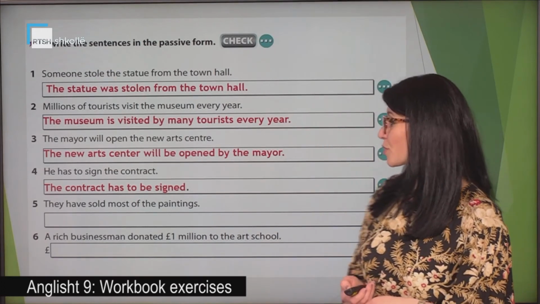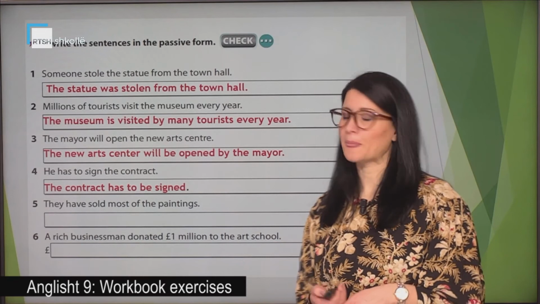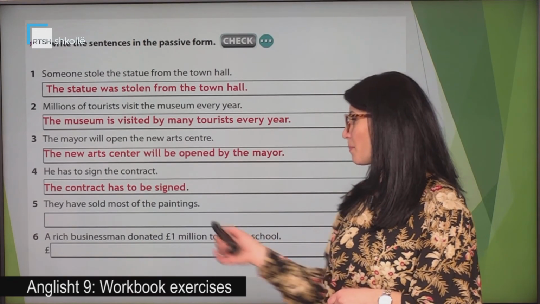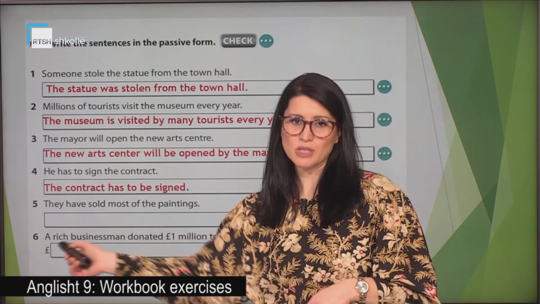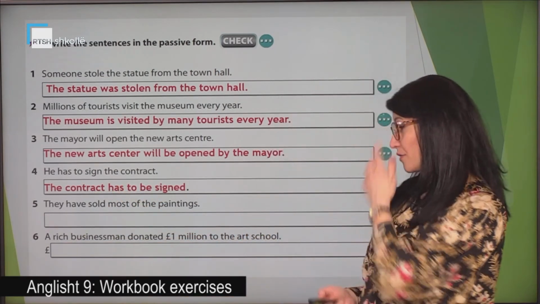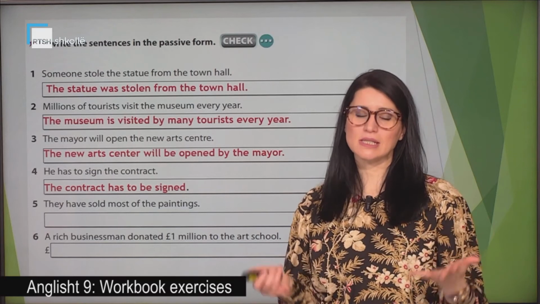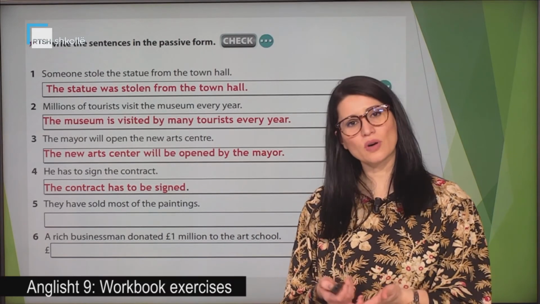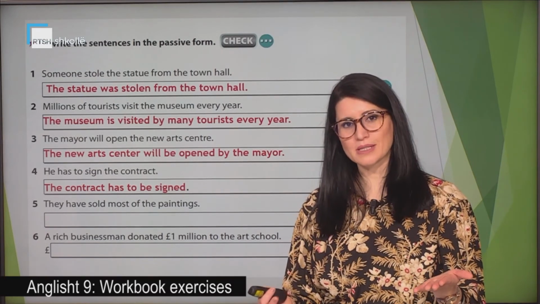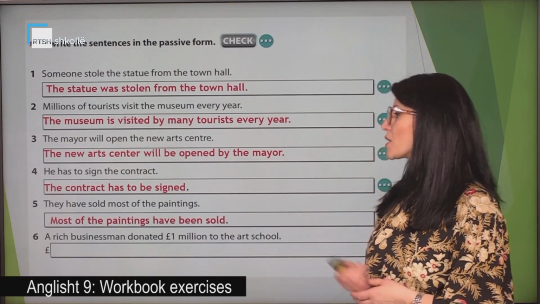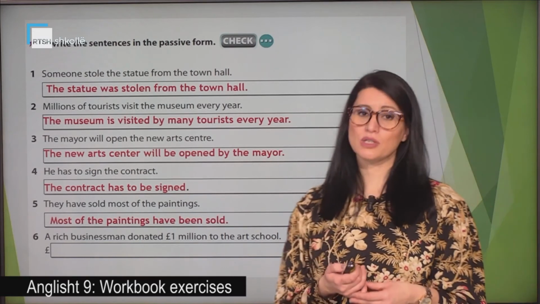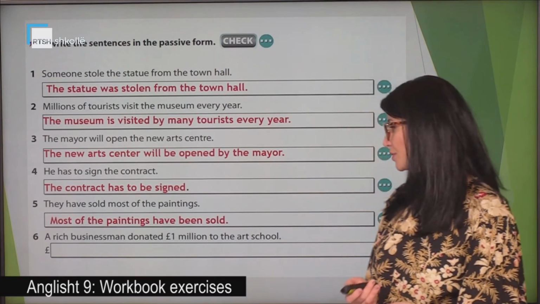They have sold most of the paintings. Have a look here. Paintings is the object, right? So we need this painting to be the subject in the passive sentence. The verb have sold is in the present perfect. How do we form the present perfect in the passive? Have or has been plus the past participle of the verb. So the correct sentence would be, most of the paintings have been sold.